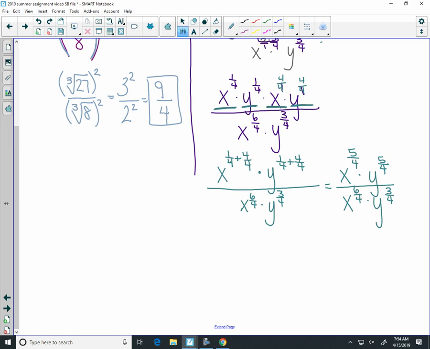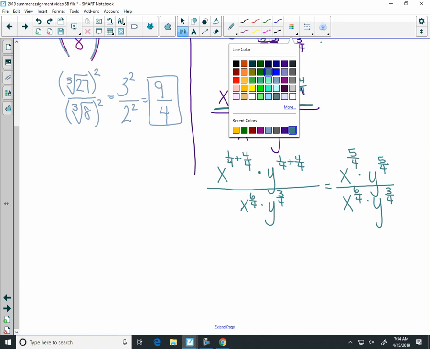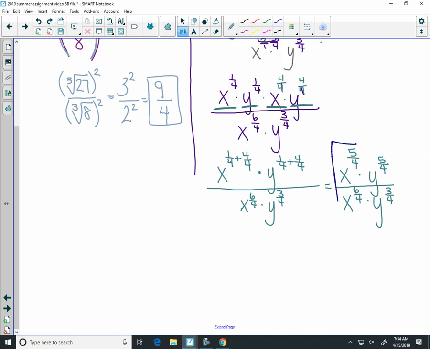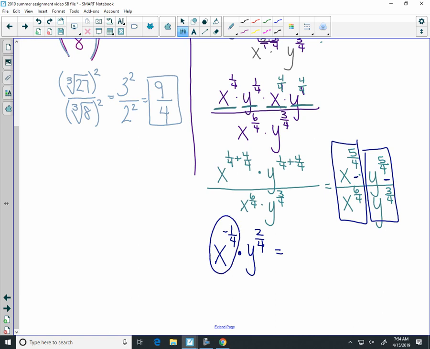And now I can subtract. Since I have the same base, I can subtract my exponents here. So I'm going to do 5/4 minus 6/4 on my x's. That's going to give me x to the negative 1/4. I'm going to do 5/4 minus 3/4, and that's going to give me y to the 2/4. Last step, this guy needs to go to the denominator so that I have a positive exponent. And my y to the 2/4, I'm going to write as y to the 1/2 power.